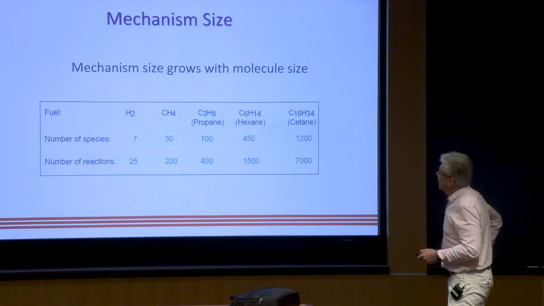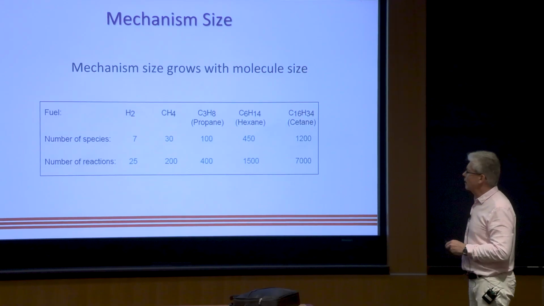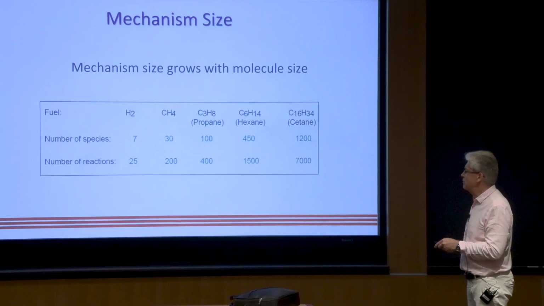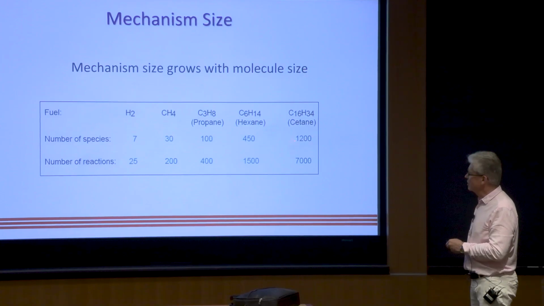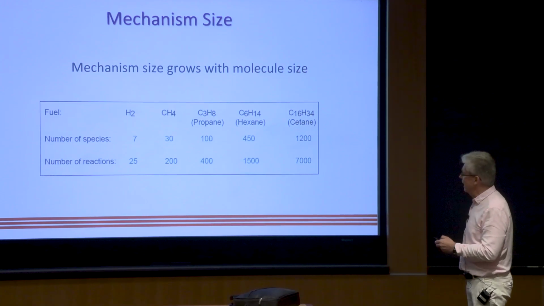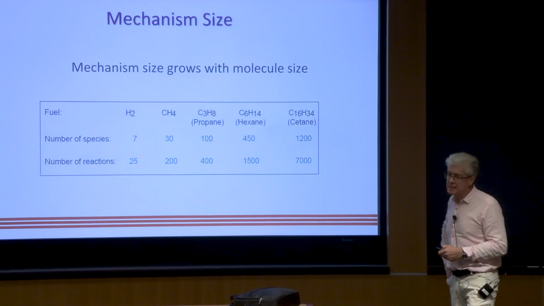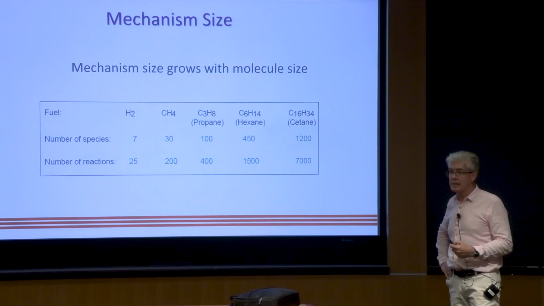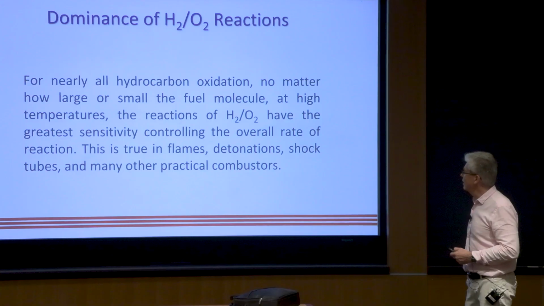Okay, so the mechanism size grows with the molecular size. So hydrogen, did I say 7 or 8 species and 25 reactions? If we have cetane, C16H34, about 1,200 species and 7,000 reactions, okay? So there's a big increase in the number of species and reactions with the size of the molecule.